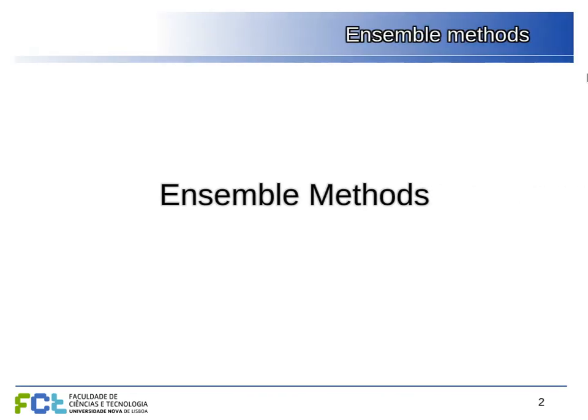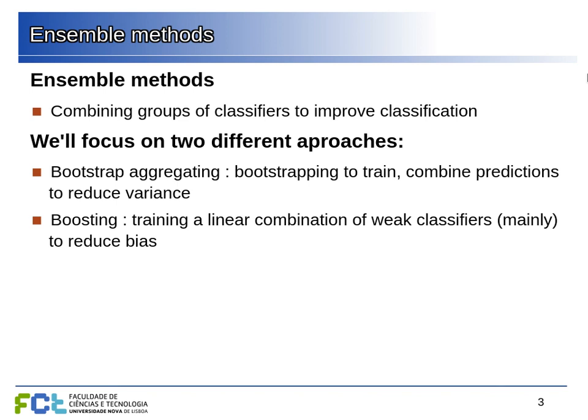Okay. So let's start with the general idea here, which is that we want to combine groups of hypotheses. They can be classifiers or regression hypotheses, something like that, in order to improve classification. And we saw that there are two main problems with our predictions, whether classification or regression, which is the inability of the model to adjust to the data. This gives us high bias, or the model adjusts too much and gives us high variance. So the idea of ensemble methods is to attack one of these problems in some particular way.